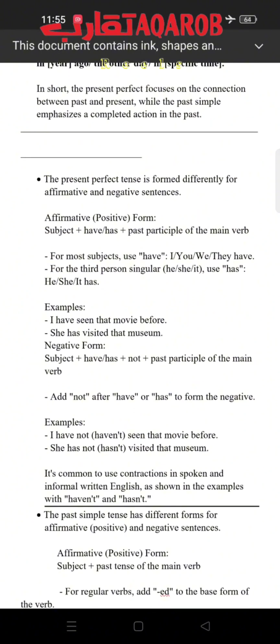In short, here's the summary. The present perfect focuses on the connection between past and present, while the past simple emphasizes a completed action in the past.